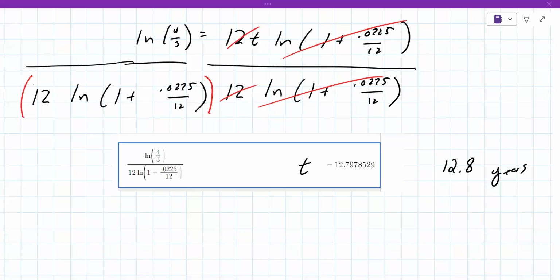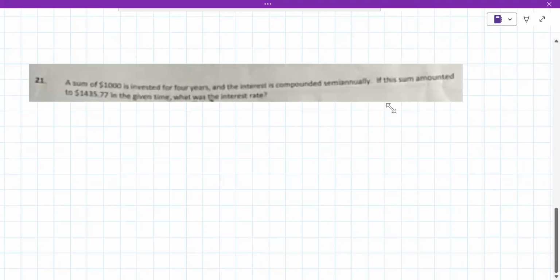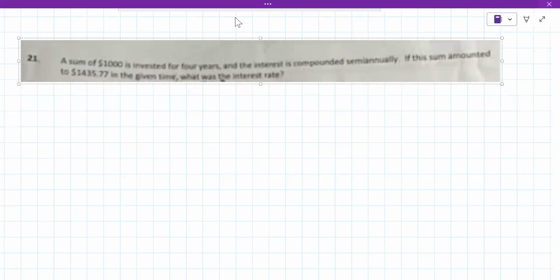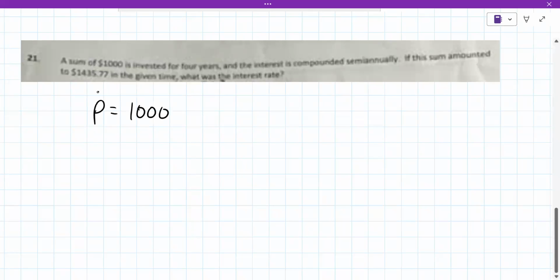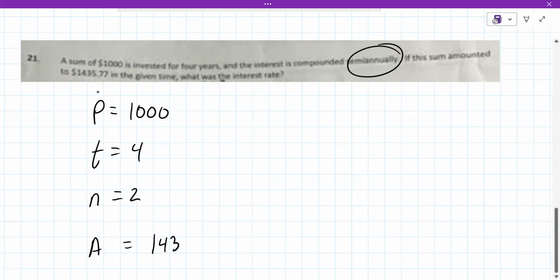So the ones where you solve for the interest rate, which I think is what you're asking for in 21, is perhaps the most difficult. Let's just take a look here. So $1,000 is invested for 4 years. You'll notice I try to write the values as we go. $1,000, for 4 years, t equals 4. And the interest is compounded semi-annually. That means n is 2. If this amount grows to, that's the future amount, 1435.77. And then they want the value of r.